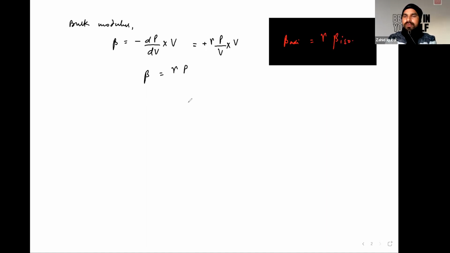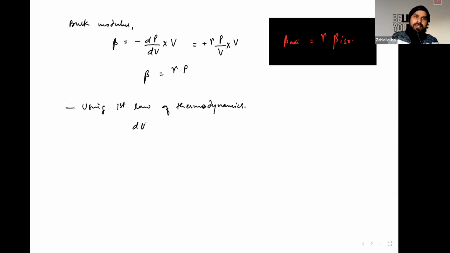Next, we have to calculate the work done during this process. According to the first law of thermodynamics, dQ equals dU plus dW. dQ in this case is 0.